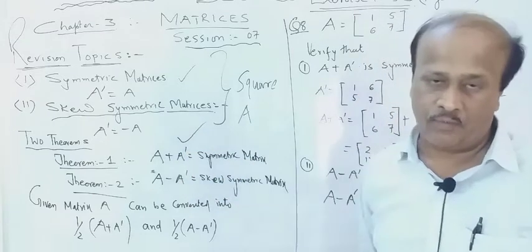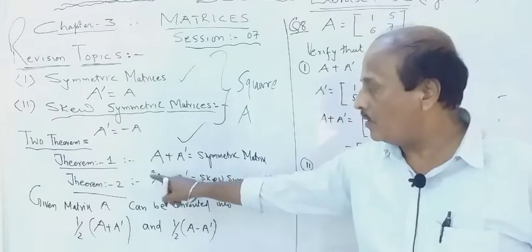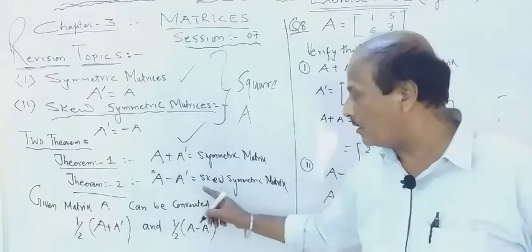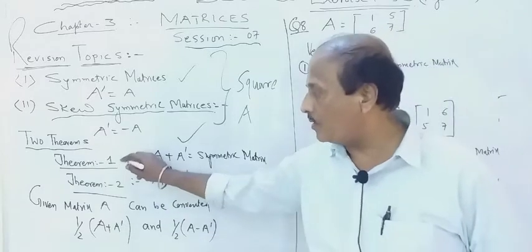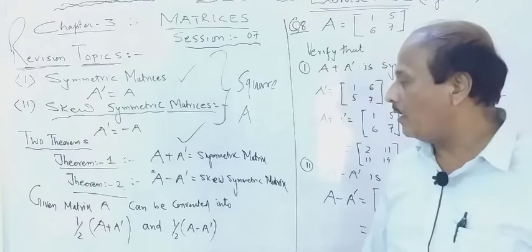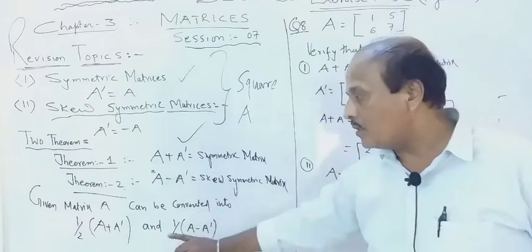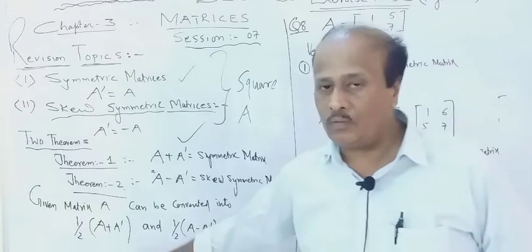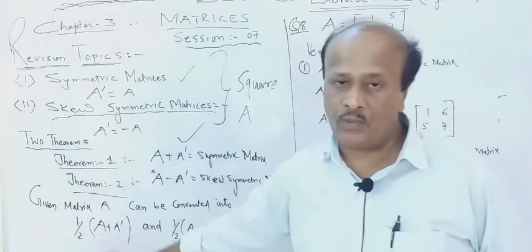I will show you one question from the exercise. Theorem 2, you only remember the statement. Theorem 2 says that A minus A dash is a skew symmetric matrix. But the modified form of theorem 1 and theorem 2 is: if a single matrix is given and they are asking you to break up that matrix in the form of both a symmetric and a skew symmetric matrix, then how can you do it? One very important conclusion is given just below theorem number 1 and theorem number 2.